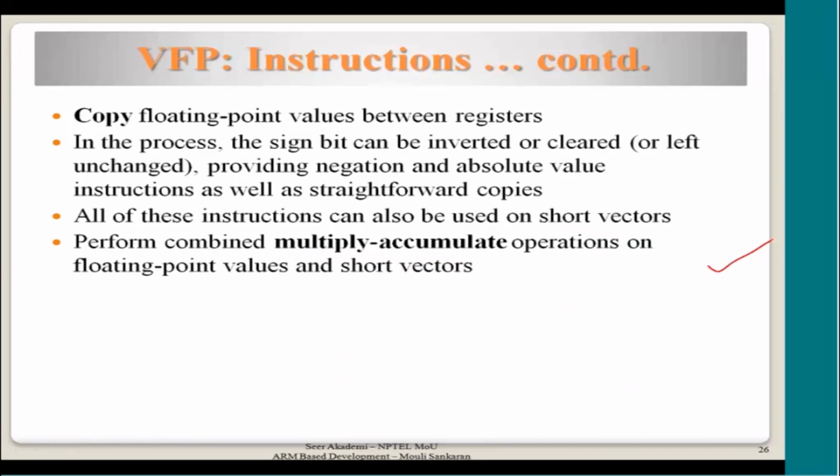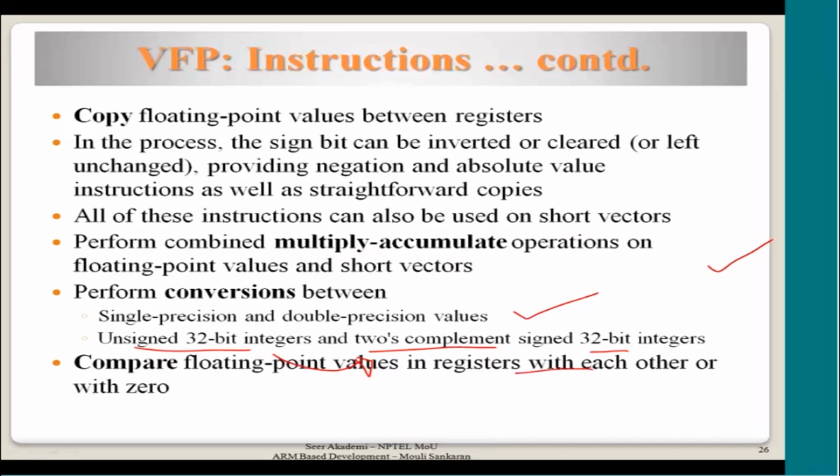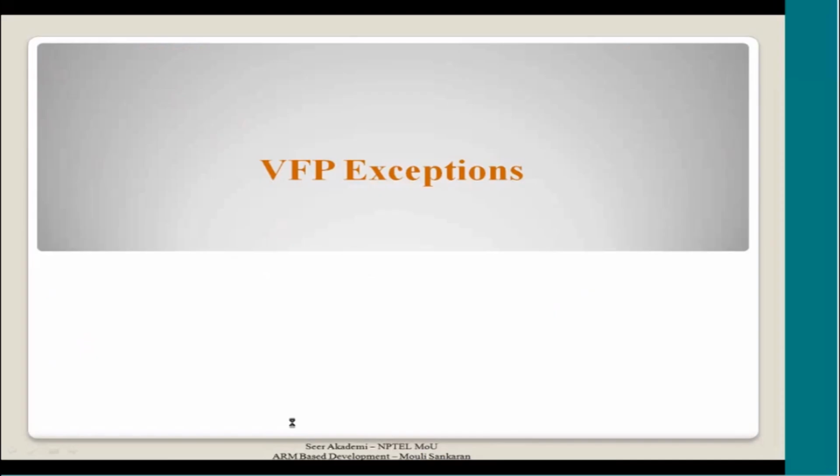The MAC operation, multiply accumulate, is a very popular signal processing instruction, which is also supported by VFP. Conversions between single precision and double precision values, as well as unsigned to signed two's complement, you can also do. But remember that if you are converting a huge unsigned value, sometimes it may not fit into the signed value, because the signed value only represents half of the unsigned range since the sign bit is there. Compare floating point values in registers with each other, or with 0. Those compare operations are also there.